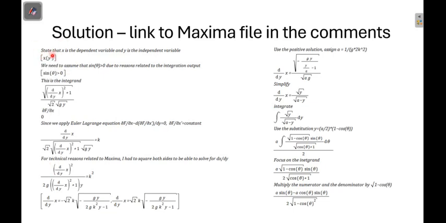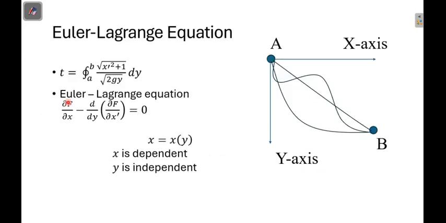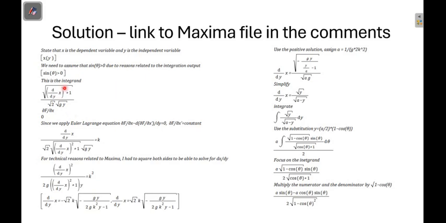First of all, we state that x is a function of y, and for some technical reasons, we need to tell Maxima that sine theta is greater than 0. This is the integrand that we have already derived in this slide, square root of 1 plus x prime squared over square root 2gy. You can observe that partial f by partial x is equal to 0, and since we are applying the Euler-Lagrange equation, d by dy of partial f by partial x prime is equal to 0. Hence partial f by partial x prime is equal to a constant k, as we can see here. This is an integration constant.